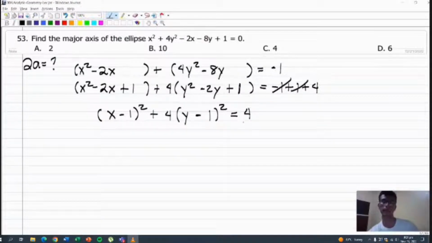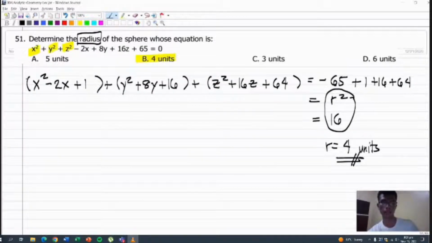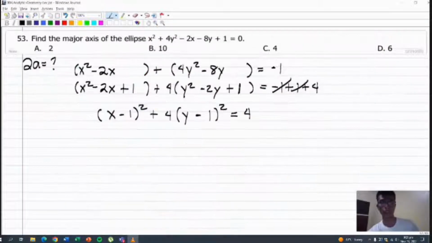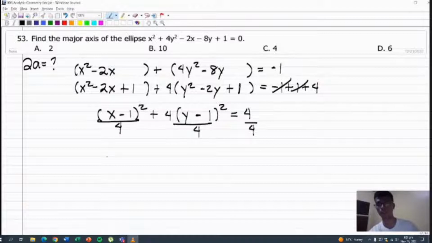But this is not the standard equation of the ellipse. The standard equation of the ellipse must be equal to 1 dapat. Diba? Dapat nakaka-equal to 1 yan. So, yung 4 na constant term natin, i-divide natin sa lahat ng terms para maging equal to 1. So, that will be x minus 1 square. And dapat ito ay in terms of a number na naka-raise sa 2.